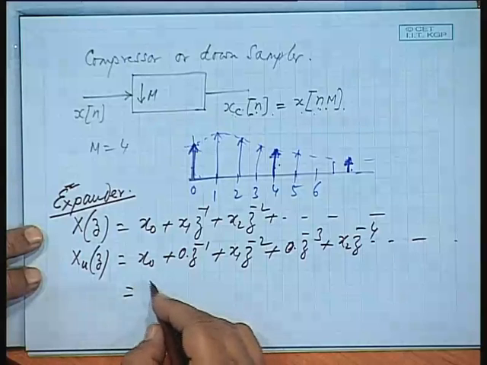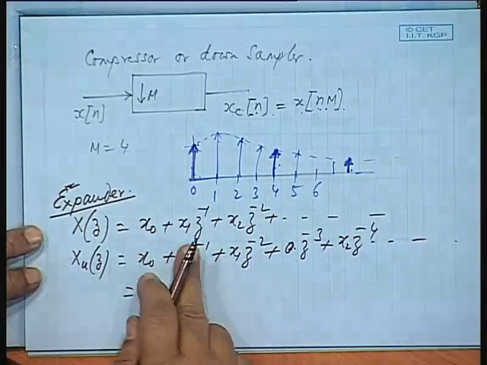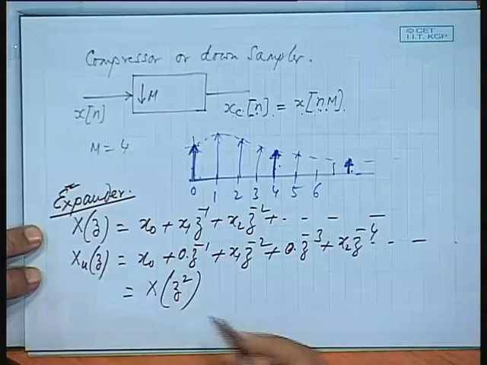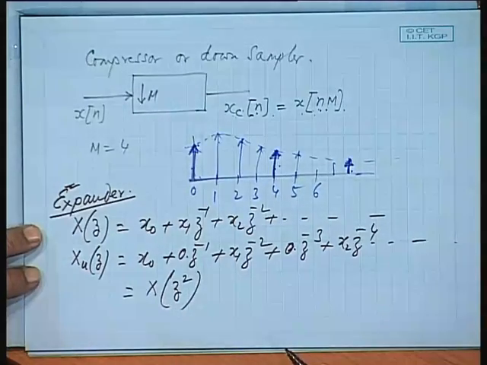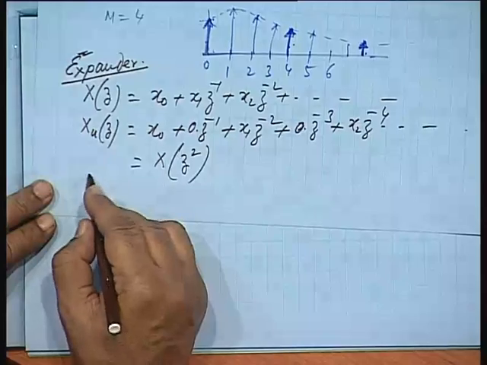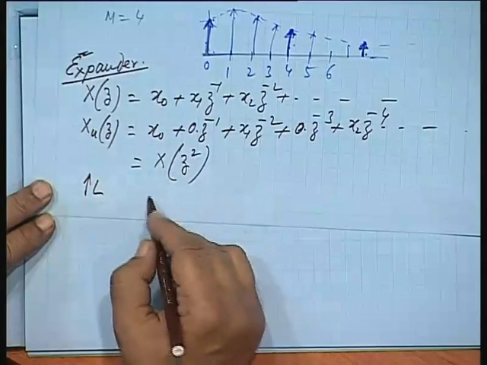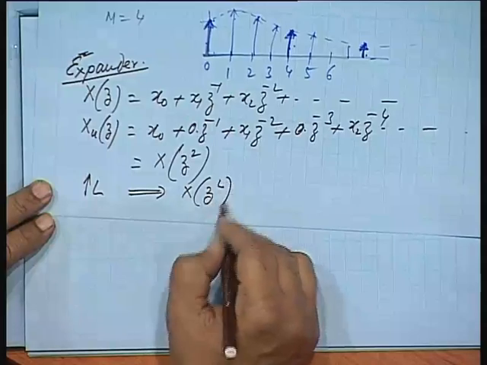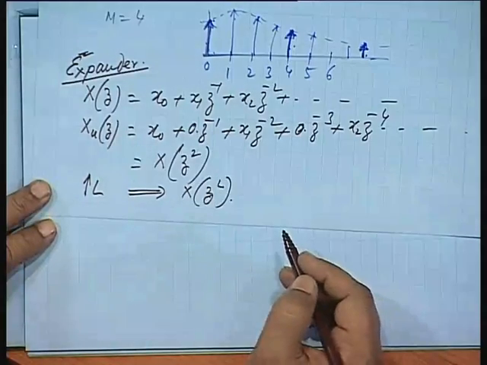So, what is it? Drop the zeros, instead of z I have actually made z squared, is it not? So, in general, if it is upsampled by a factor of L, then this will take the form X(z to the power L). Okay.